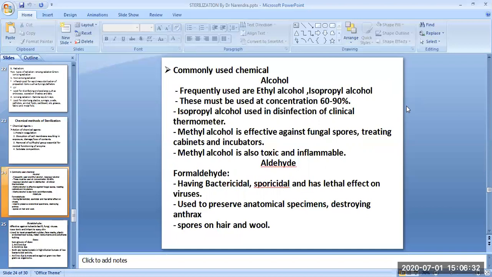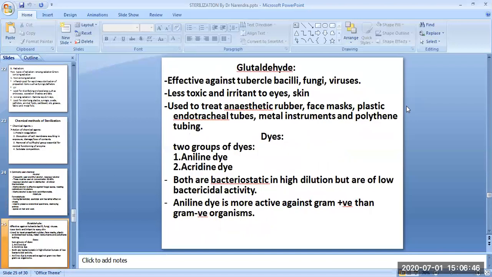Formaldehyde is bactericidal, sporicidal, and has a lethal effect on viruses. It is used to preserve anatomical specimens and to destroy anthrax spores on hair and wool. Glutaraldehyde is active against bacteria, tubercle bacilli, fungi, and viruses. It is not to be used on the eye or skin. It is used to treat anesthetic rubber, face masks, plastic tools, metal instruments, and polythene tubing.